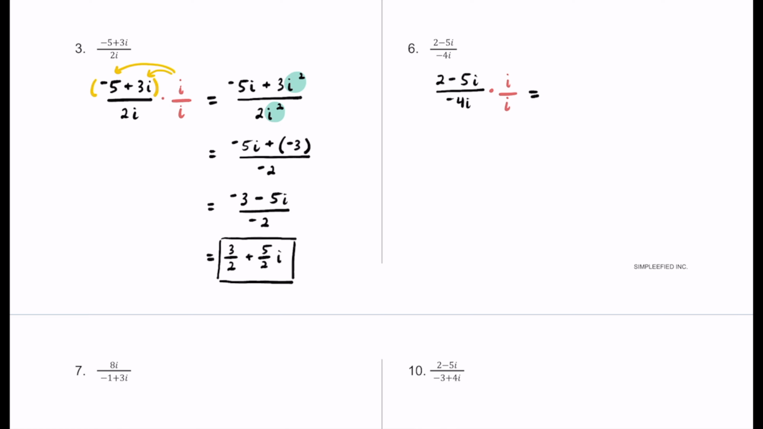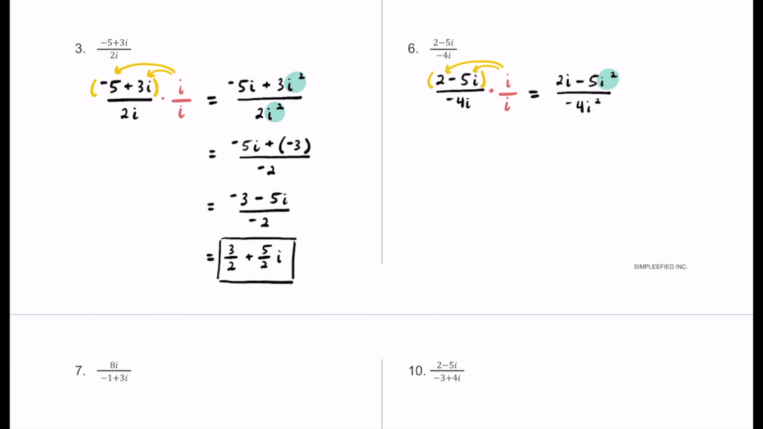Now on top, we're going to have to distribute the i just like in the last few examples. So let's take this i and multiply by 2. i times 2, that will be 2i. And then i multiplied by negative 5i, that's going to be minus 5i squared. And then on the bottom here, let's see, we have this i multiplied by negative 4i, that should be negative 4i squared.